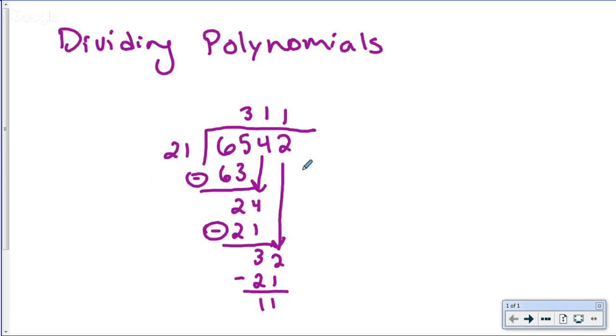Now, since we have no more terms to bring down, we could put a decimal and put some zeros, okay? But since we're going into polynomial division, we want to leave this remainder. How we would finish this is we would say this is 311, and I had 11 items left out of 21. So we would write this as a fraction, and then this here would be our answer. This is the exact same process that we will use when we do polynomial division.